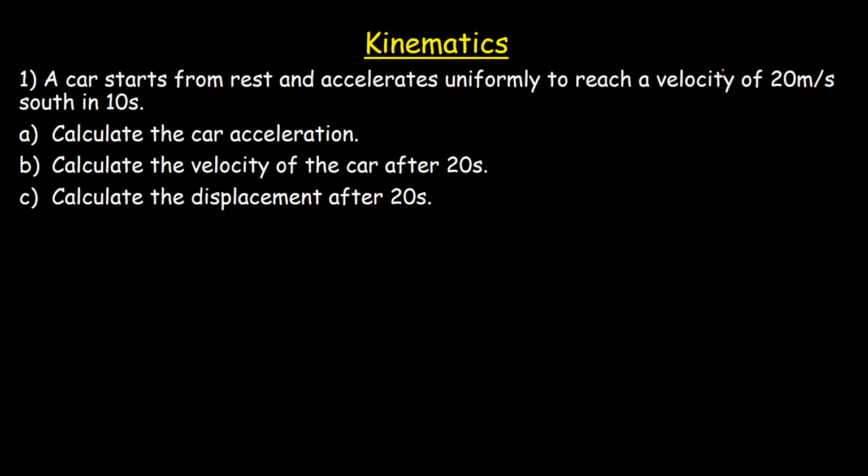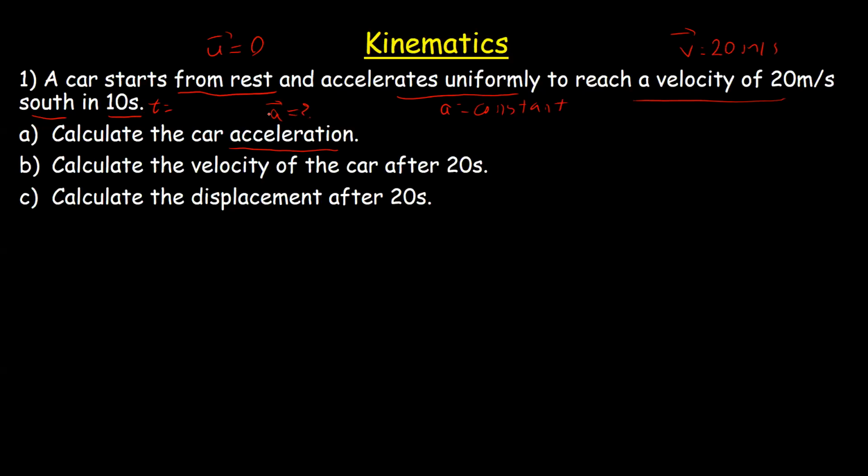In this video, I'm gonna focus on some kinematic questions. A car starts from rest, so initial velocity u is equal to 0, and accelerates uniformly, so a is a constant number, to reach a velocity of 20 meters per second. So our final velocity is 20 meters per second, south, in 10 seconds. So this is time. Calculate the car's acceleration. So we need to find a.